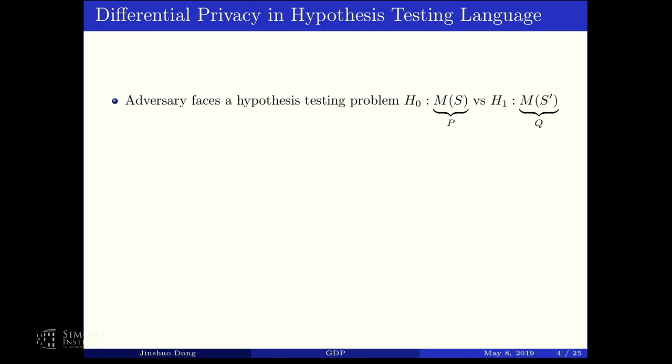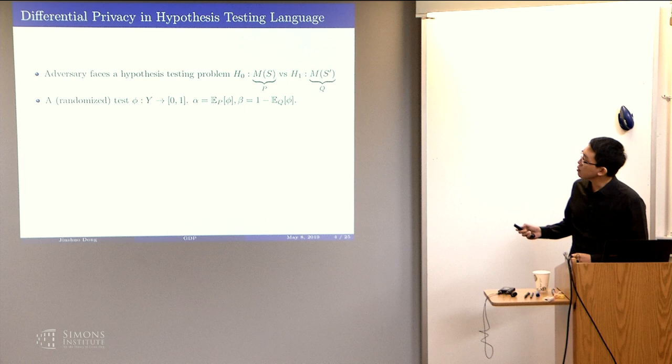A little recap of hypothesis testing. A test, or a rejection rule, when you see an outcome little y, returns a number between 0 and 1. That number is the probability you reject, meaning that you decide it's Q and not P. For each test, you have a type 1 error and a type 2 error. Type 1 error is when it's actually P, but you think it's Q. Type 2 error is when it's actually Q, but you think it's P.